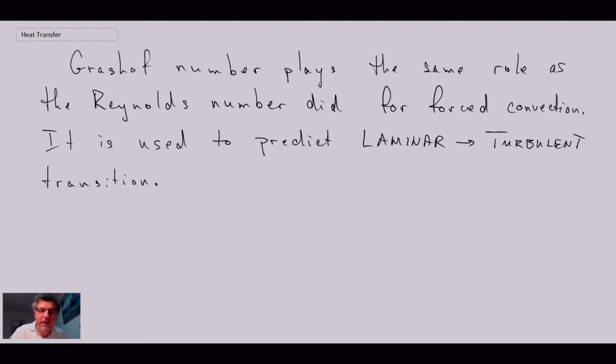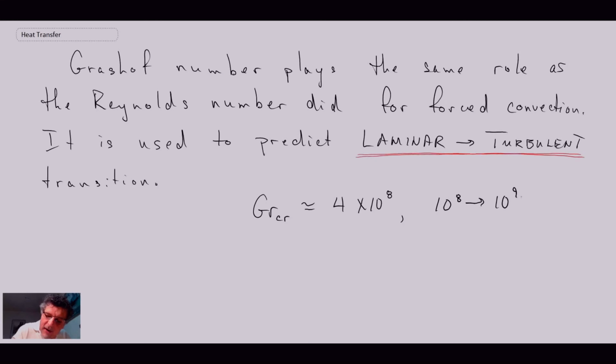So the Grashof number plays a very similar role as the Reynolds number did for forced convection over a flat plate, in that it gives us an indication of when we will transition from a laminar free or natural convection flow to a turbulent free or natural convection flow. Consequently, we will have a critical Grashof number, and that is approximately 4 times 10 to the 8. However, anything from 10 to the 8 to 10 to the 9 is commonly used.